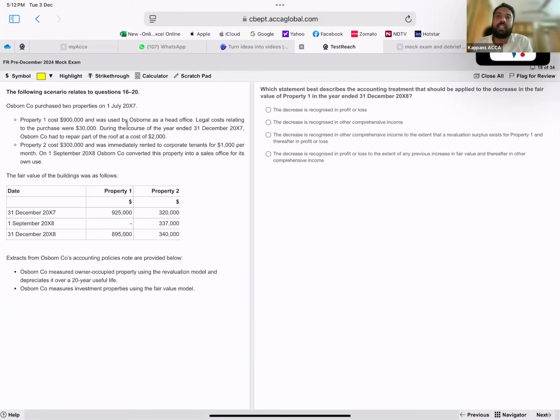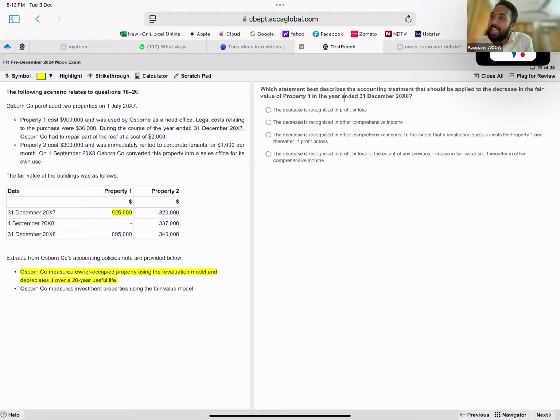So here you can see that the cost of asset is 900,000 on July X7 and 30,000 will be added. So 930,000. It will be depreciated. So value will be lower than that. And at 31st December X7, they are following fair value model. The question very clearly says that Osborn measures owner-occupied property using revaluation model. So in 31st December X7, definitely the fair value of asset has increased. So there will be a revaluation surplus.